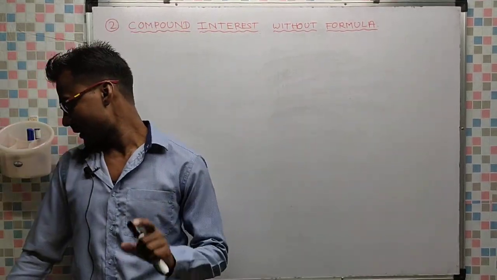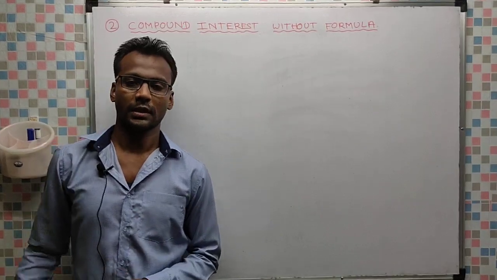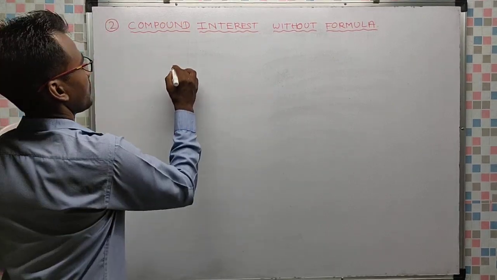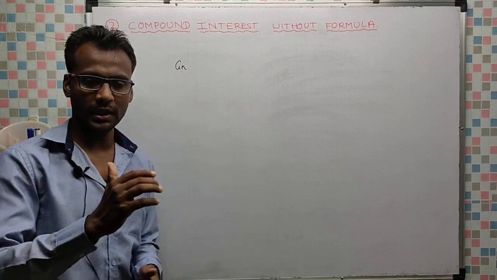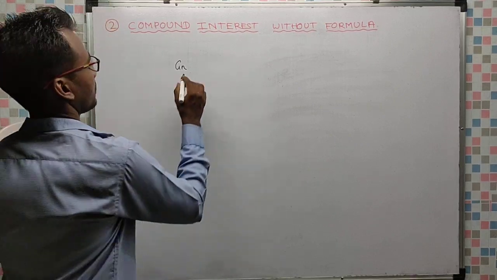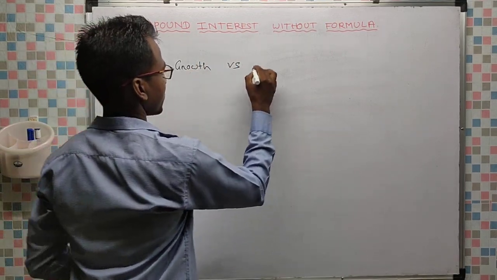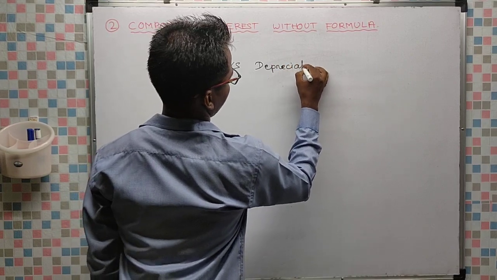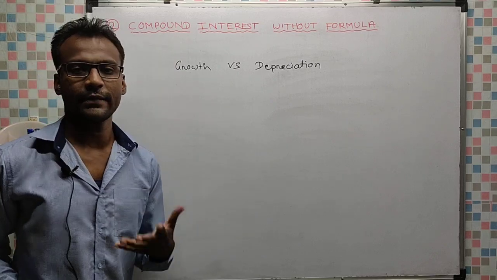The cost of a machine depreciated by... I have not told you about depreciation. One is growth, the other is depreciation. First I will make you understand what is growth and depreciation, then I will move to the example. Growth versus depreciation. Growth means increase, the value will increase.